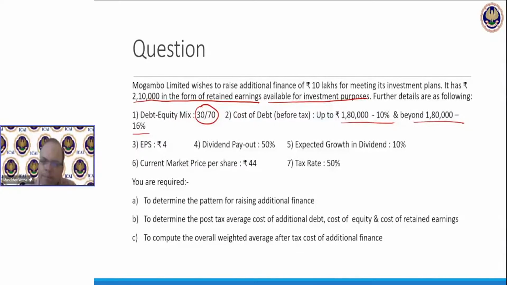Let me be your guest, guys. You try to compute this. We have discussed this just in the previous examples. What should be the pattern for raising additional finance, both in terms of debt and equity, please? Need your answer. What would be the pattern? How much debt and how much equity first? And then we'll talk about within equity, how much new equity, how much retained earnings. Within debt, how much 10%, how much 16%. 10% I can tell you, 1,80,000.